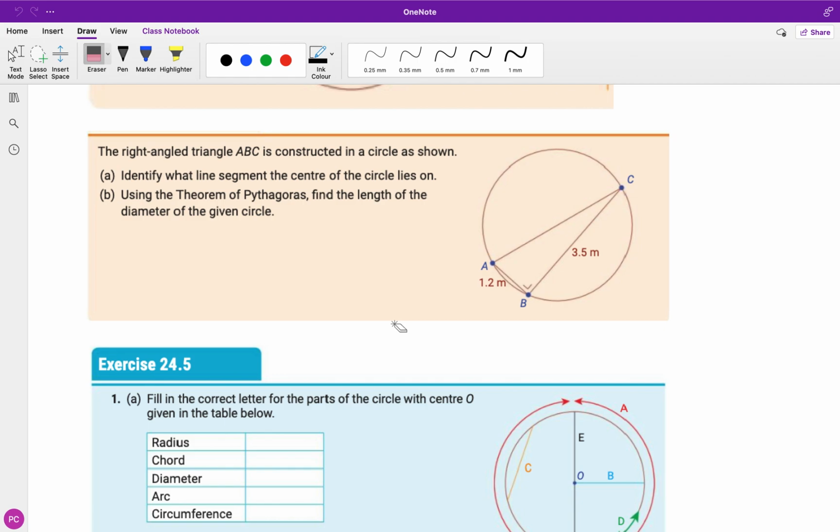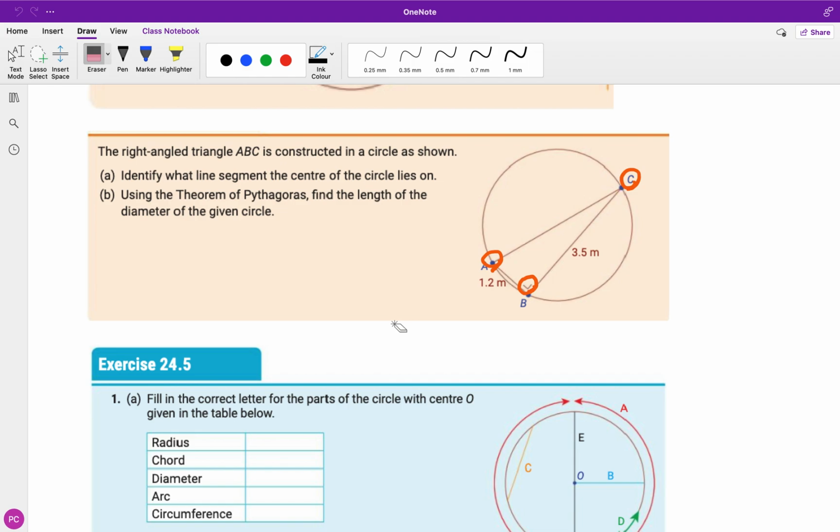Okay, last one, just to show you that rule one more time, because this is a bit more of a right angle triangle. ABC is constructed in a circle, right? We have a right angle triangle constructed in a circle. Identify what line segment the center of the circle lies on. Okay, so where does the center of the circle lie? We have A here and we have C here, and they've told us that this angle here is 90 degrees.